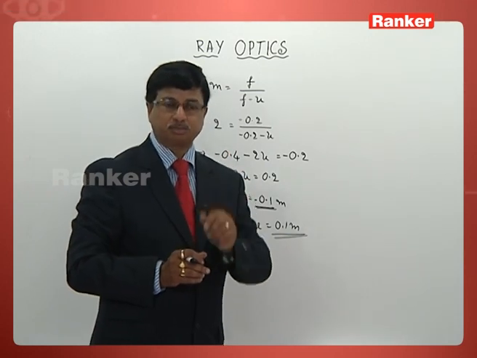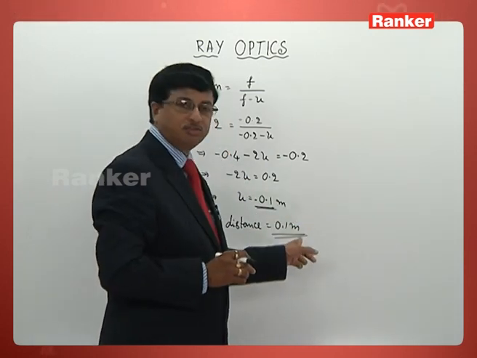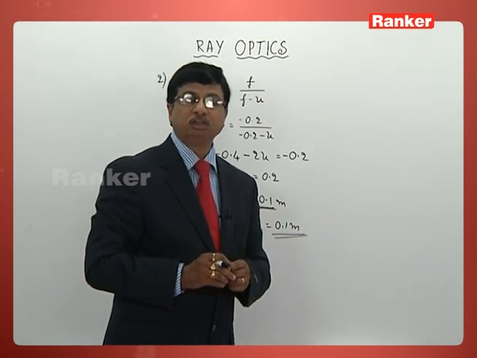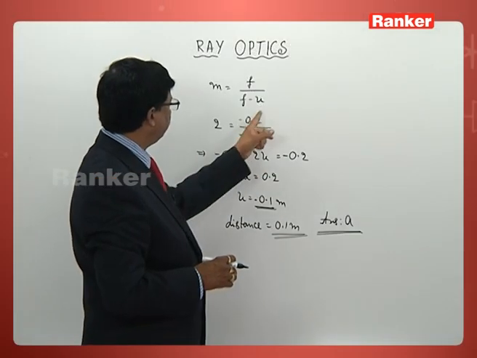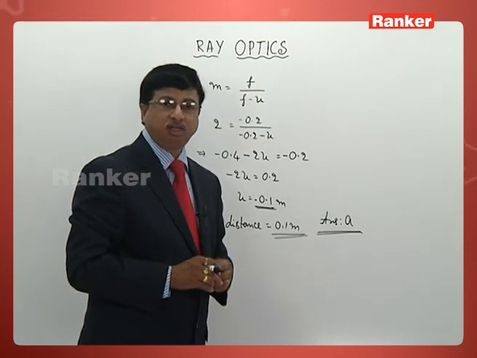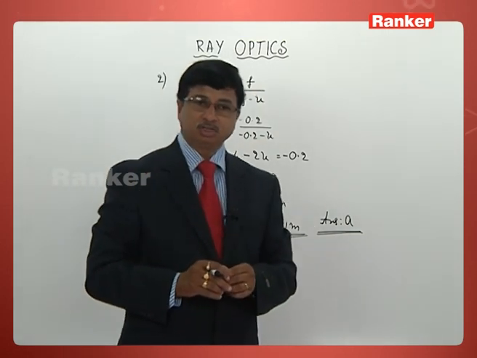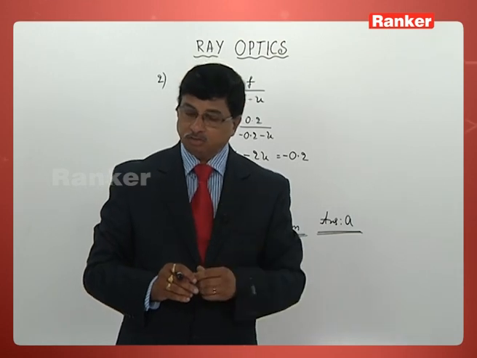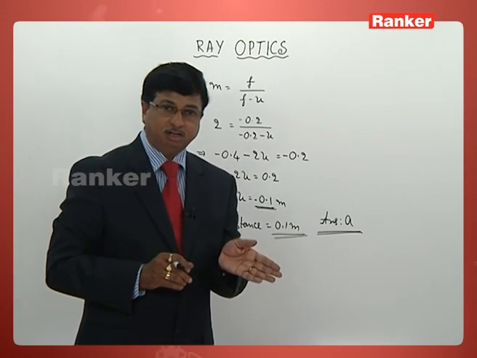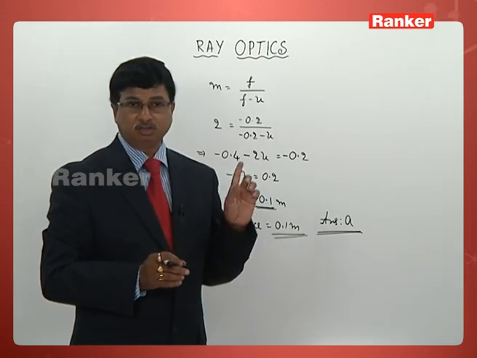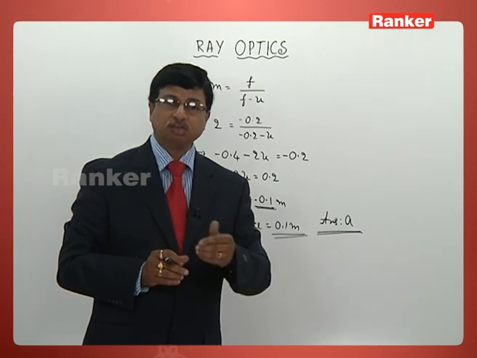Out of all the 4 options, the very first option is exactly the same value given in the problem. So we can directly take the correct answer for this problem number 2 as the first option. The only thing you should recollect directly is m is equal to f by f minus u, when object distance and focal length are known to you. So without going for the value of v, the simplified form for magnification is f by f minus u. That is the concept we have to remember.